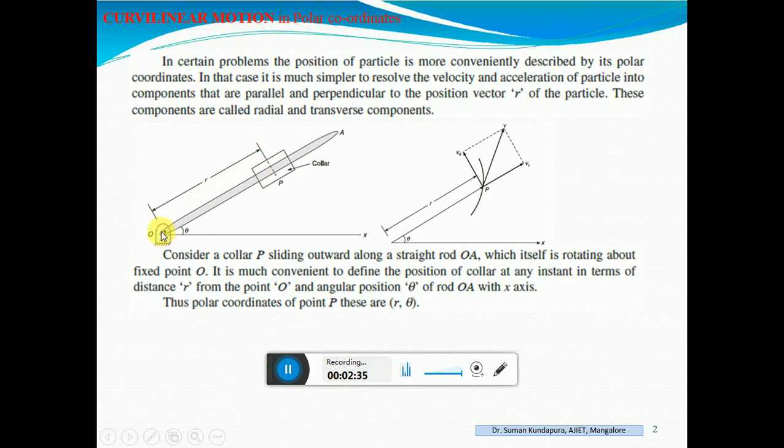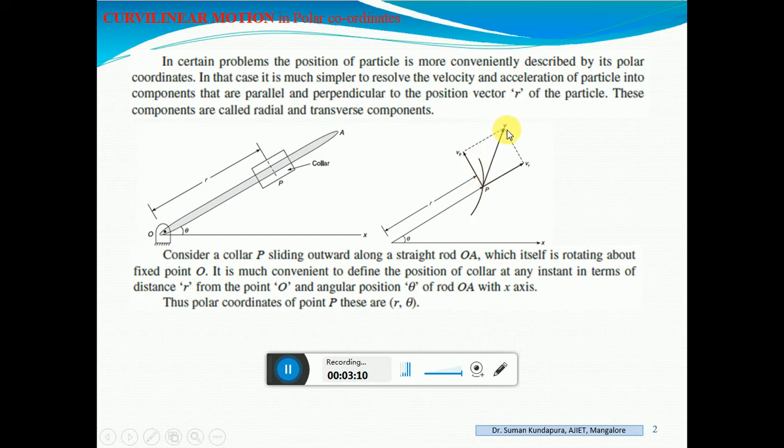Basically, if this collar is here or here or here, the radial distance r will vary along this rod. That is taken parallel, Vr, and this is V theta, the transverse component. If this rod is rotating about the point O, then theta will go on increasing. So, that is taken as V theta. The actual velocity is V.